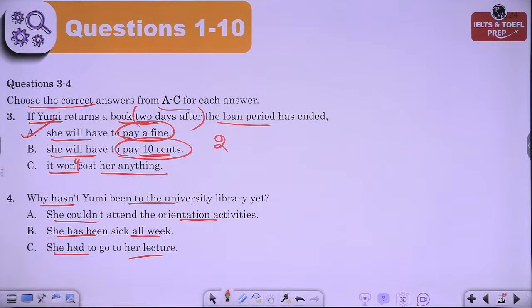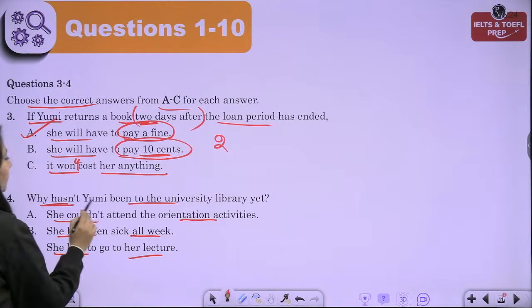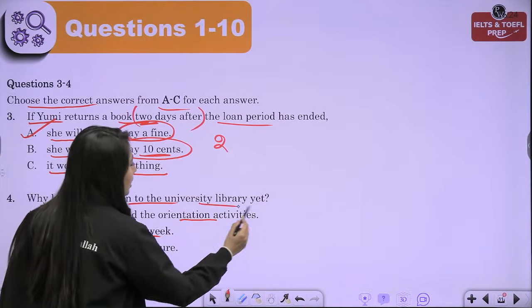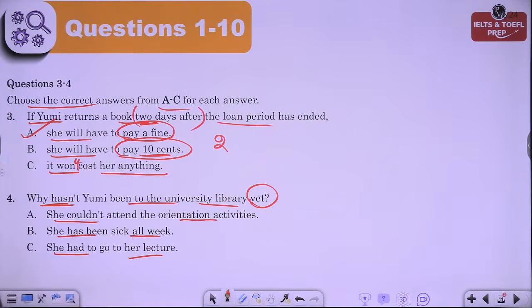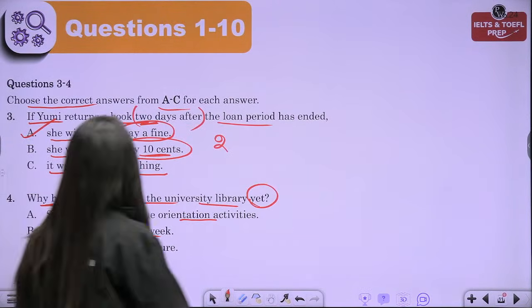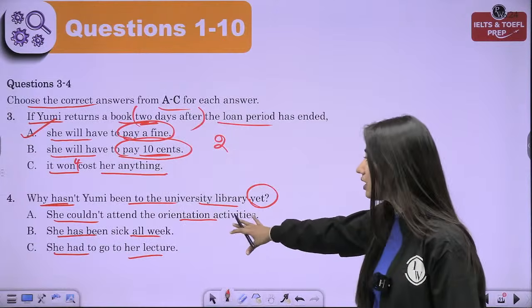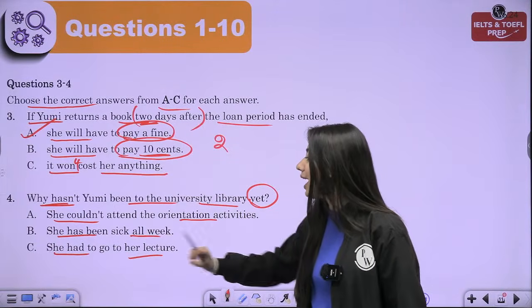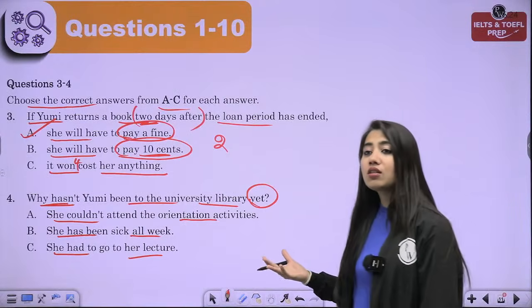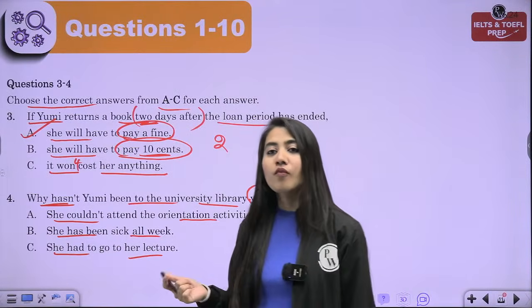Good job. Yes, fourth one. Why hasn't Yumi been to the university library yet? Why has she not been able to go to the library so far? Yes, please answer. What should be the correct answer for this? She couldn't attend the orientation activities. She has been sick all week, or she had to go to her lecture. What will the answer be? A, B or C?